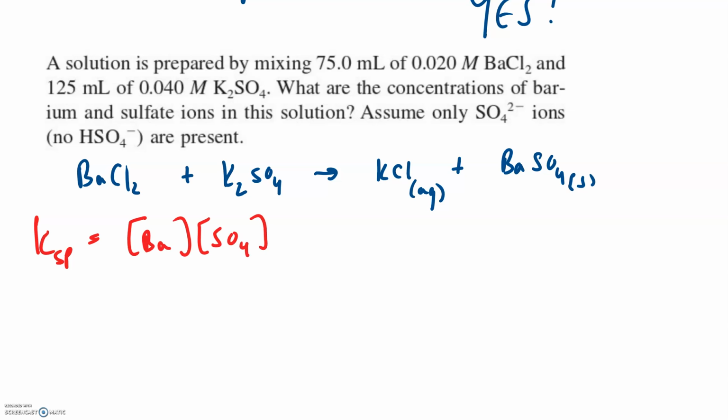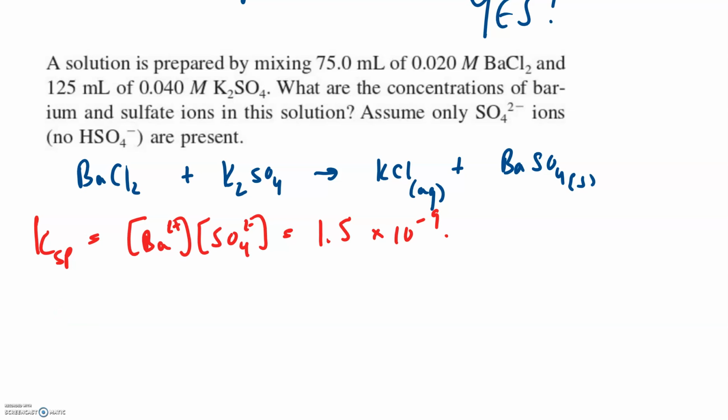Mercifully, they both have a charge of 2, so there's no coefficients. And we have a KSP of 1.5 times 10 to the negative 9th. Well, we want to find Q to find out if we're even going to get precipitation. So let's get this into our concentration.